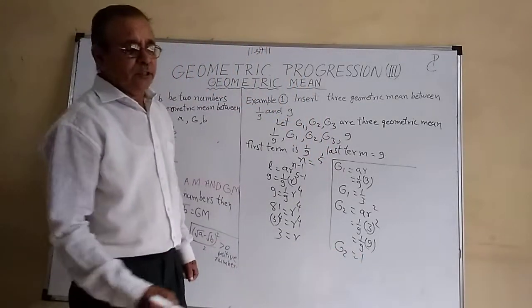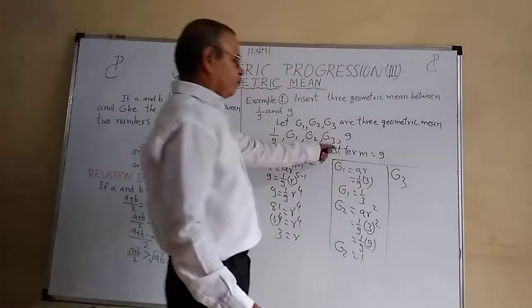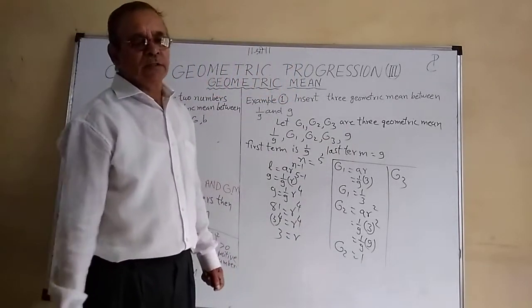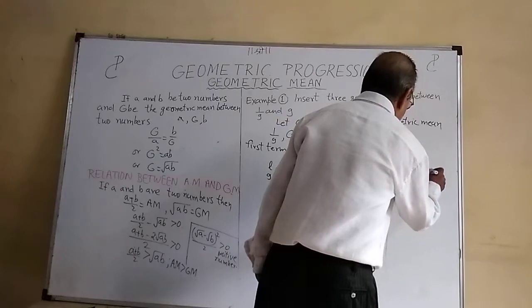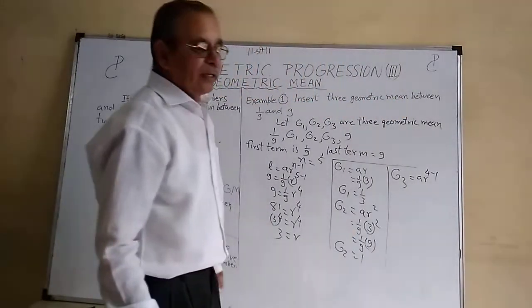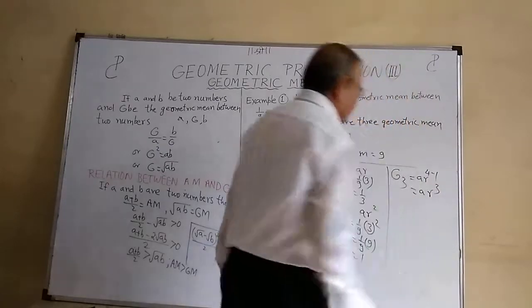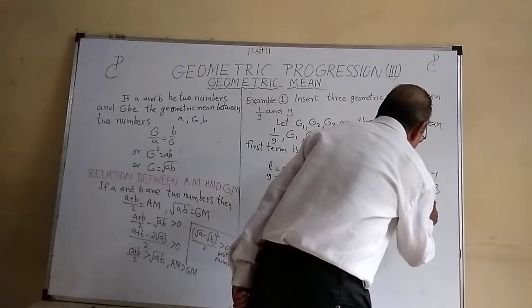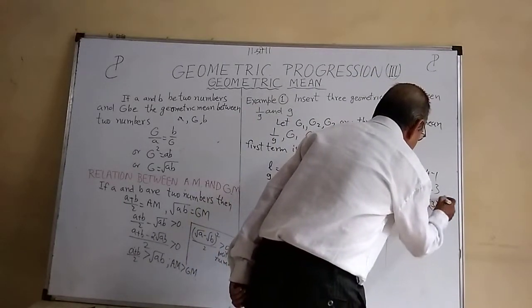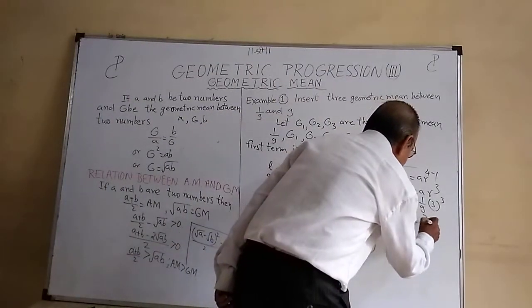What about G3? G3, of course, in the same way, is the fourth term and it is represented as ar to the power 4 minus 1, and that is equal to ar to the power 3, and this is equal to 1 by 9 times 3 to the power 3. This is equal to 27 by 9.